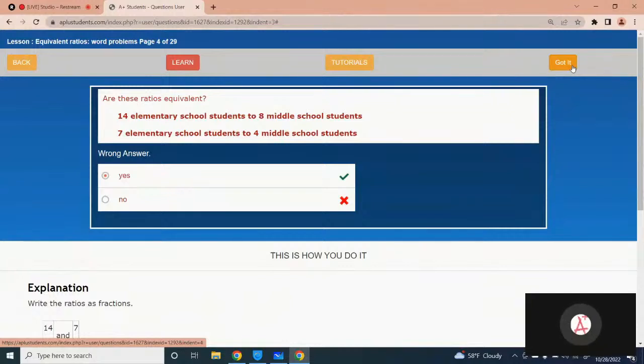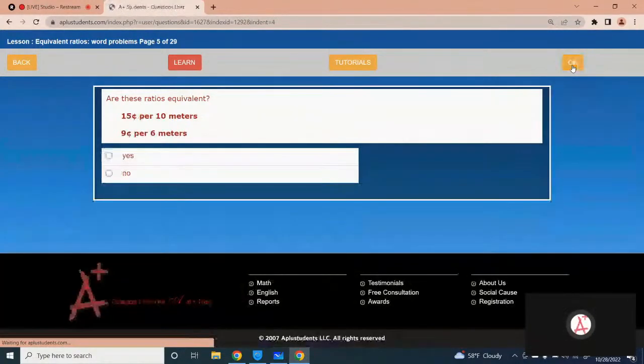Okay, the next one is, sorry, the answer is no. I selected yes. They are not equivalent. We know that. Okay, the next one is, are these ratios equivalent? 15 to 10 and 9 to 6.